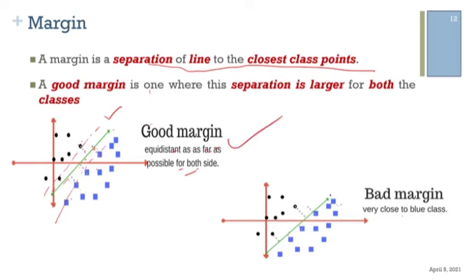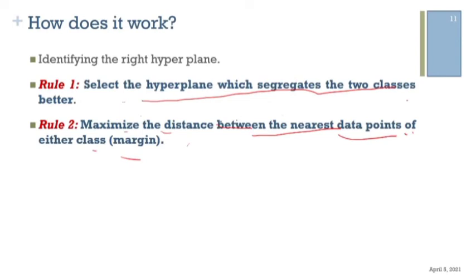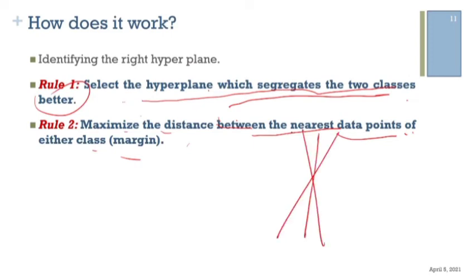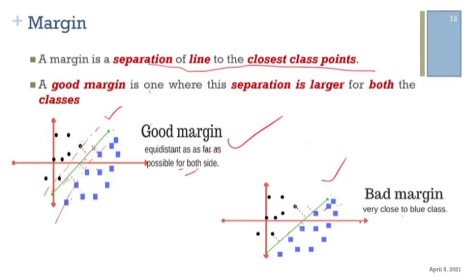When you draw your line, it is far away from this class but too close to this class. This is not a good margin to draw. So you want something in between the two classes. That is why we say step one, select the hyperplane which separates the two classes better. That's why you have to draw many possibilities. Is it this one? Is it this one? Is it this one? And then you calculate the margin of separation.